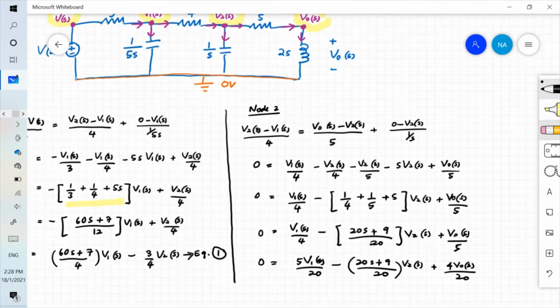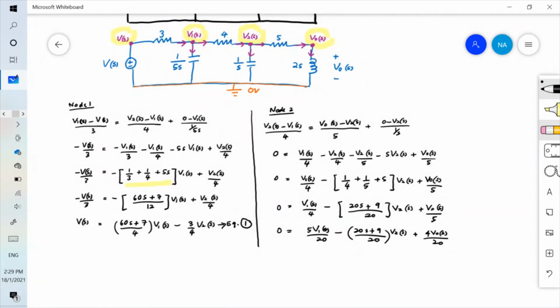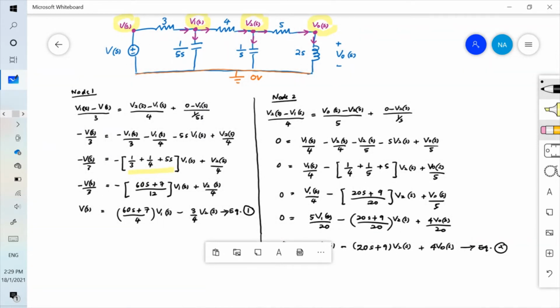Okay, so now that you are already here, next one, you can multiply 0 with 20. So you will be left with the equation 0 equals 5v1s minus (20s plus 9 v2s plus 4 v0s). So this is your equation number 2. Okay, so equation 2: 0 equals 5v1s minus in bracket 20s plus 9v2s plus 4v0s. Next one, we're going to find the equation for node number 3.